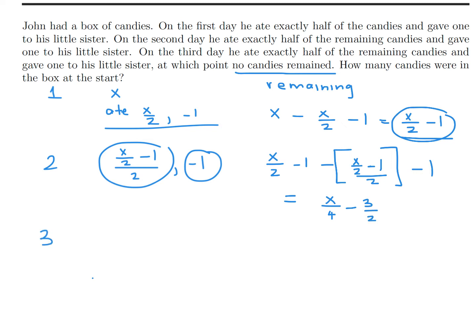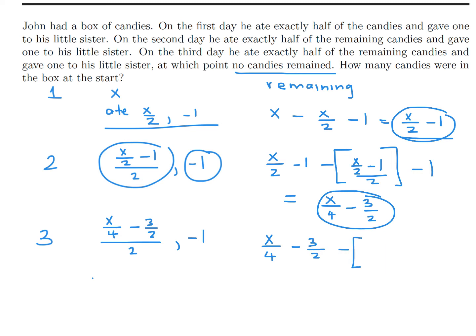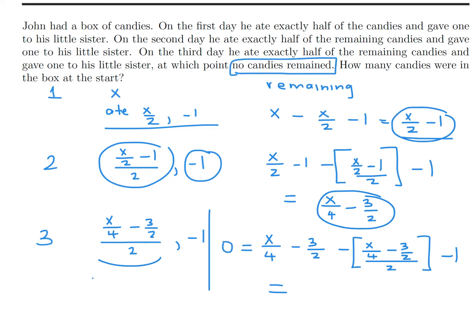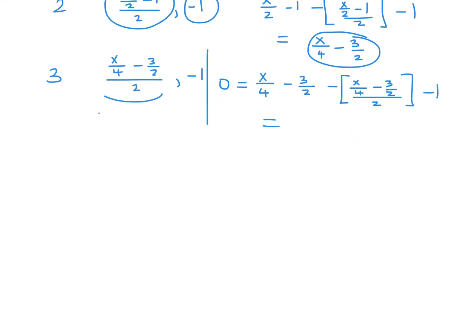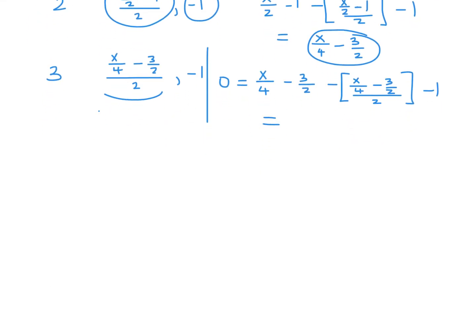And then on day 3, same thing. He takes his x over 4 minus 3 over 2, and he eats half of that, and then he gives one to his sister. So it would be the same kind of story where you have this original amount minus this amount, which is x over 4 minus 3 over 2, and then minus the one that he gave to his sister. And this, they're saying, is equal to 0. So this is equal to 0. And that basically gives us an equation, and that equation will allow us to solve for x.